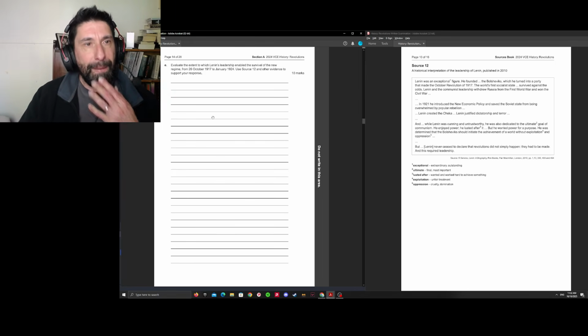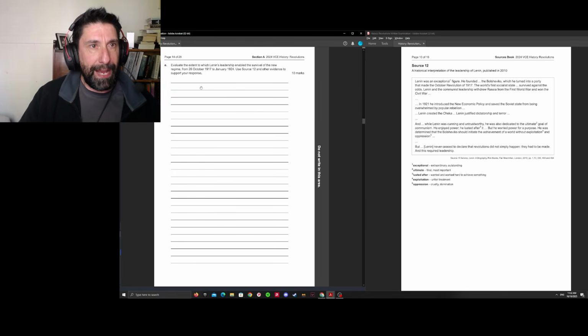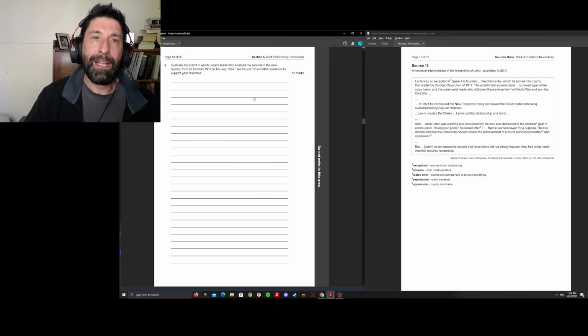And then apart from writing all about this, even if you disagree that Lenin played a significant role in enabling the new regime to survive, you still have to spend a little bit of time at the start of your response, or somewhere in there, at least 50 words, at least a quarter of your response, referring to his leadership. And then if you believe it's not that significant, once you've said this is what he did, you can say, however, it wasn't as significant as other policies or events, such as the role of Trotsky.